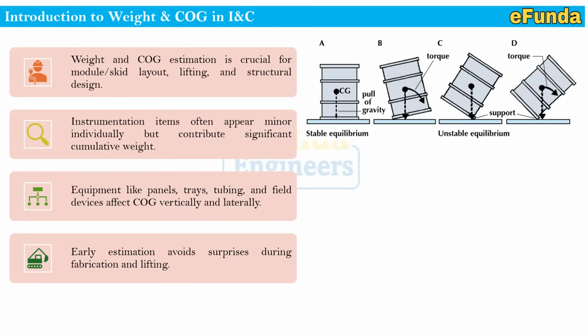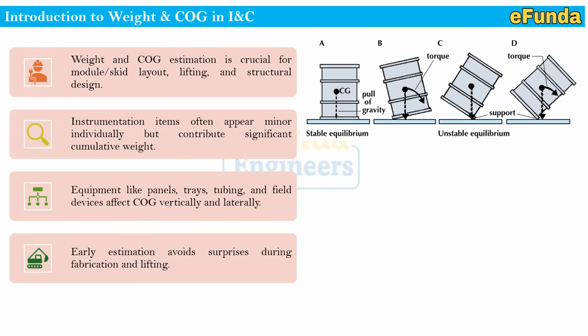Second, instrumentation items often appear minor individually but contribute significant cumulative weight. Third, equipment like panels, trays, tubing, and field devices affects COG vertically and laterally. Last one, early estimation avoids surprises during fabrication and lifting.